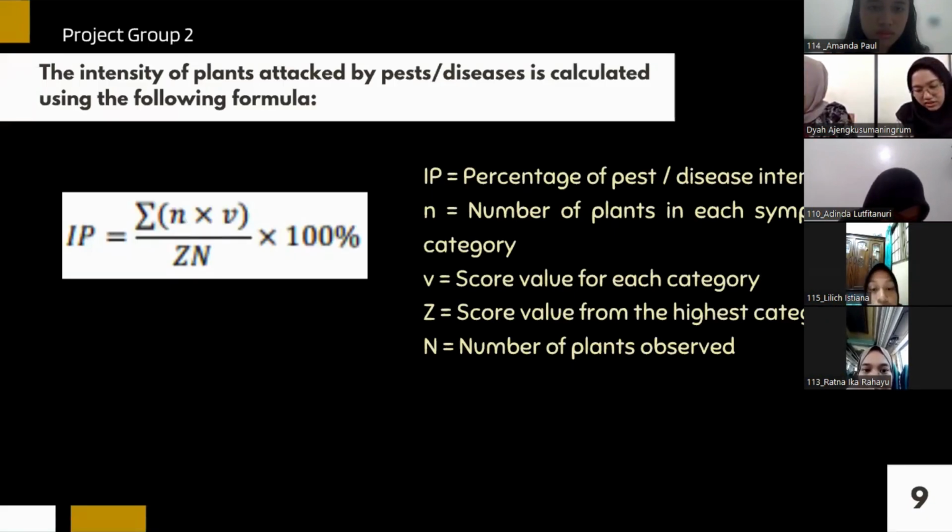Okay, the intensity of plants attacked by pest or disease is calculated using the following formula. AP equals the sum of N times V divided by Z times N, times 100%. AP is percentage of pest or disease intensity, n is number of plants in each symptom category, V is score value for each category, Z is score value from the highest category, and then N is number of plants observed. Next.